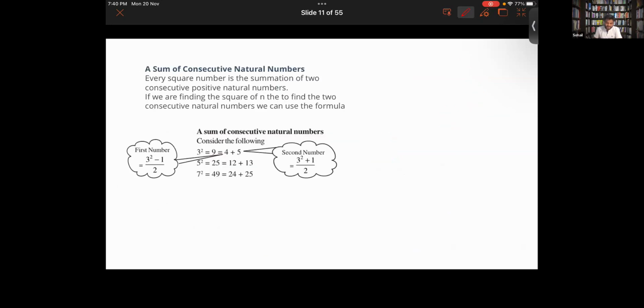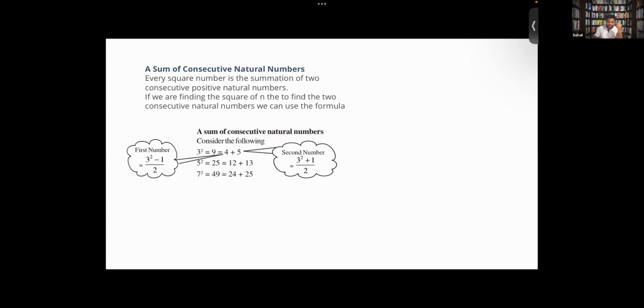Okay, so we did discuss that as well. Now we'll be discussing the sum of consecutive natural numbers. Any square number that you see is the summation of two consecutive positive natural numbers. For example, take the number 9 given here. 9 can be written as 4 plus 5, no matter what square number you have got.